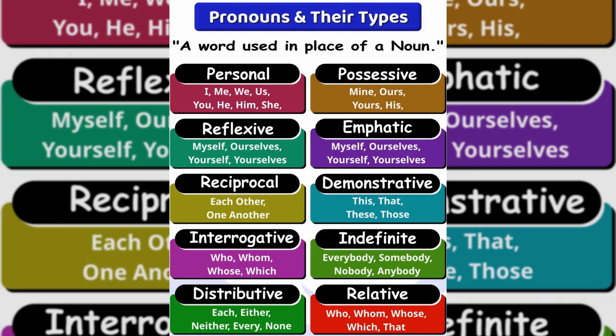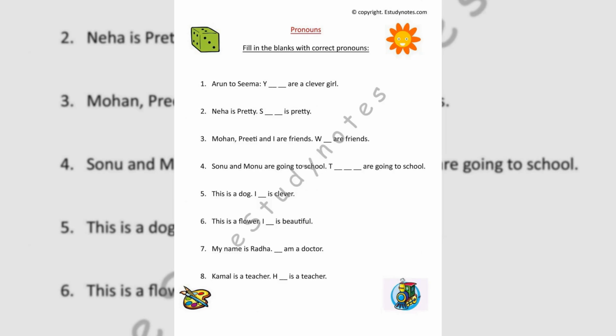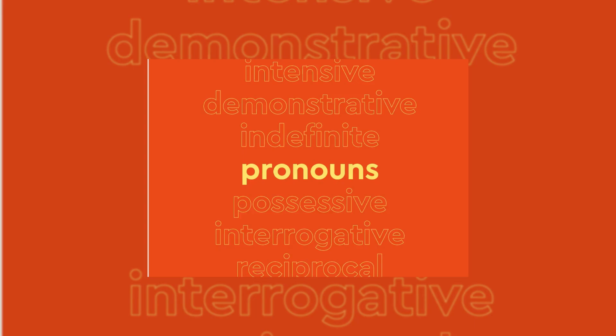Key rules. 1. With singular nouns. Example, the cat runs. 2. With plural nouns. Example, the cats run. 3. With pronouns like I and you. Example, I walk, you walk.